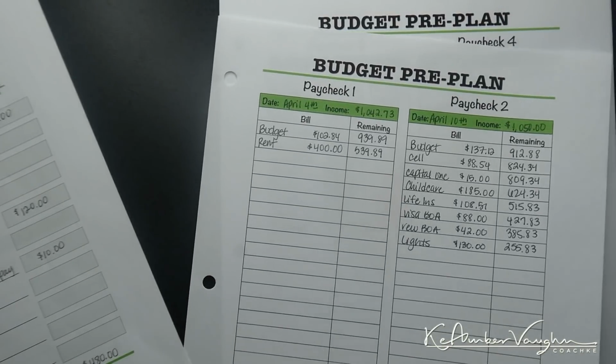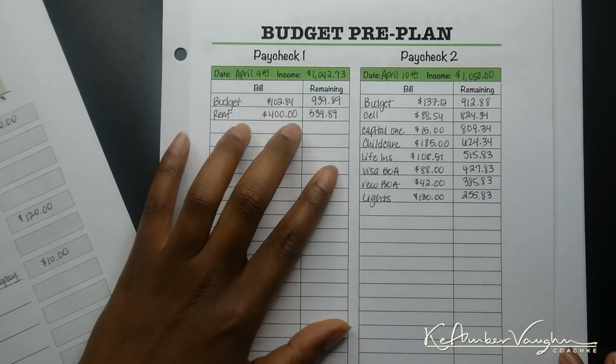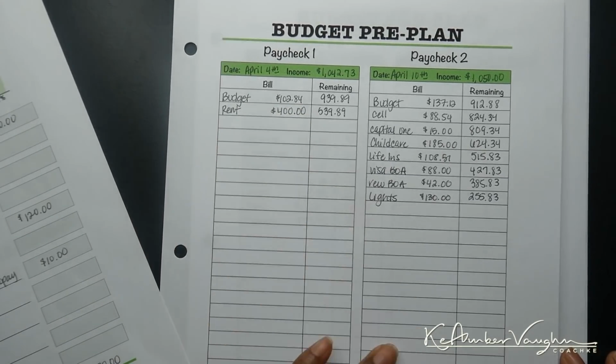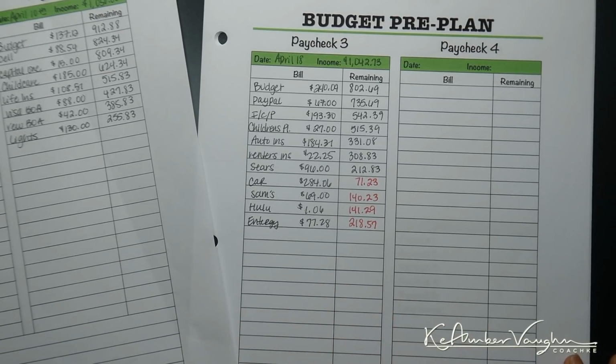Okay, so I have done the pre-plan. From paycheck one, she still has $540 pretty much left over. Paycheck two, she has $250 left over. And then paycheck three, she is negative $218. She did tell me a lot of her bills used to come out on the first, and she's changed things around so that she can avoid late fees and everything.